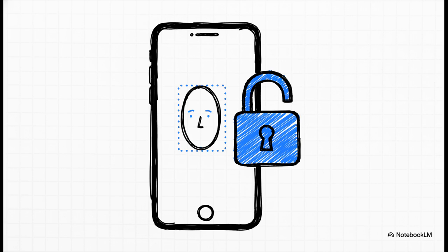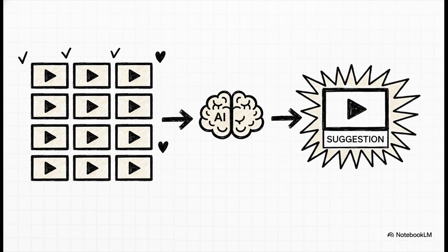It was trained on tons of faces, it learned your specific one, and now it makes that lightning-fast decision to let you in. And what about YouTube and Netflix? It's the exact same principle, just with a different kind of data. They collect info on everything you watch, what you skip, what you give a thumbs up to. The AI learns your personal taste and then decides, okay, they'll probably love this next.